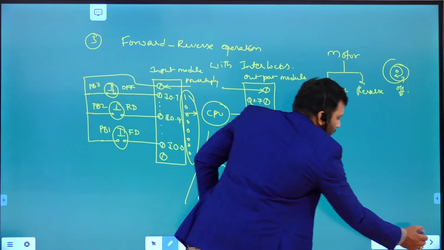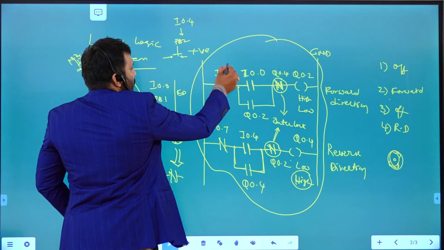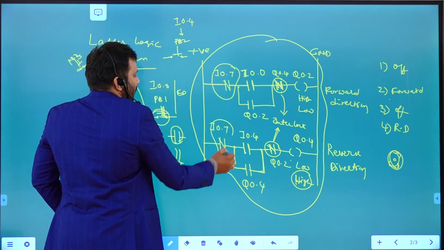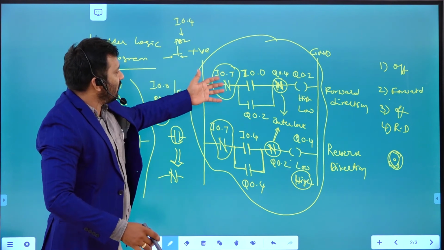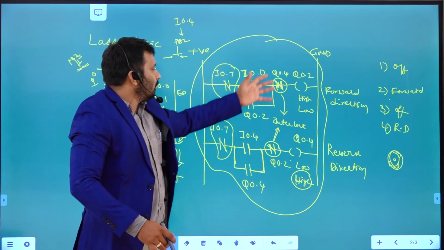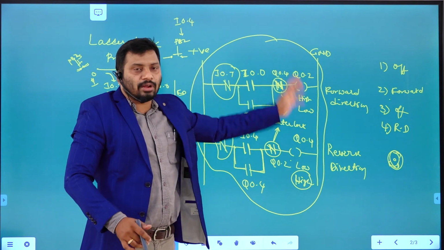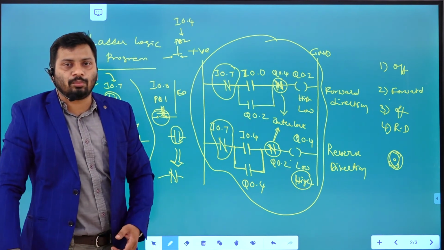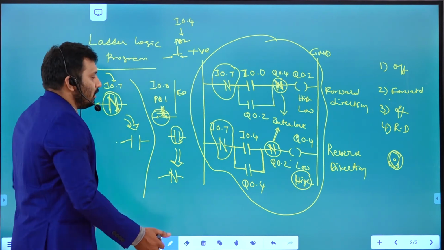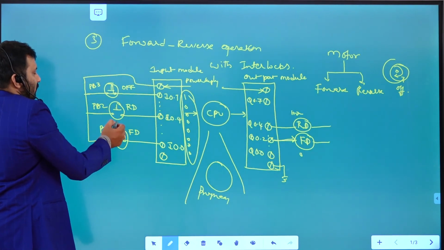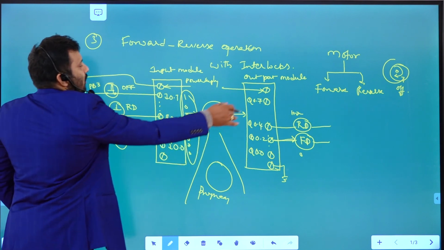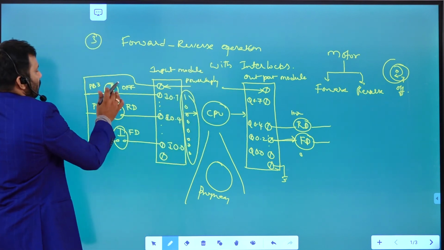Only I 0.7 is going to be activated, the remaining are all zeros. If it is activated and the rest are zeros, what will happen? The motor is going to be in off condition. That is only what you want. If it is 1 and the remaining 2 are zeros, the motor should be off.